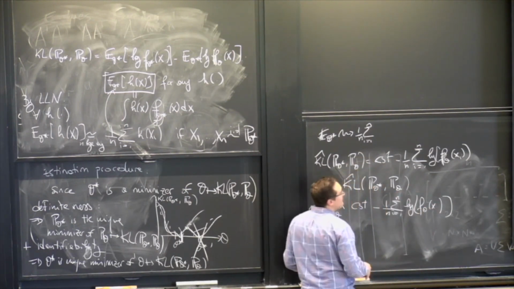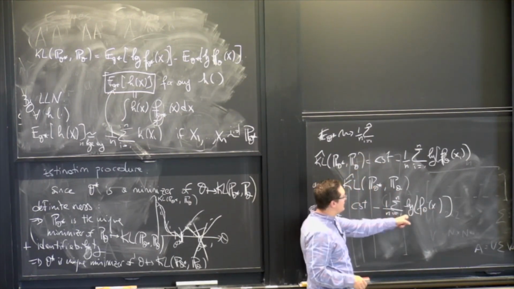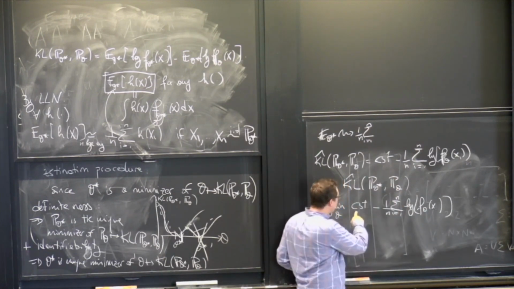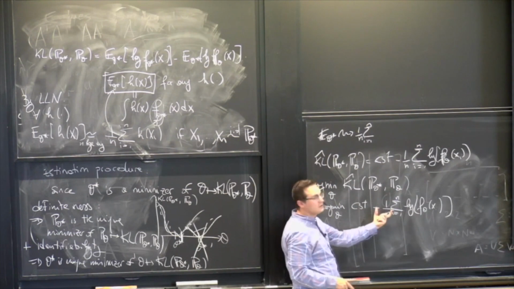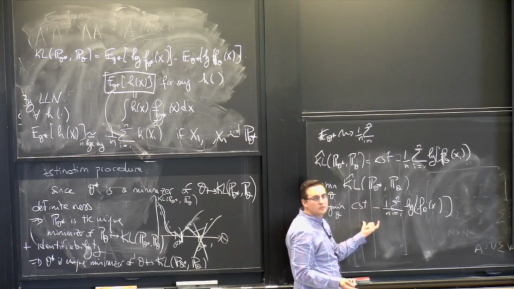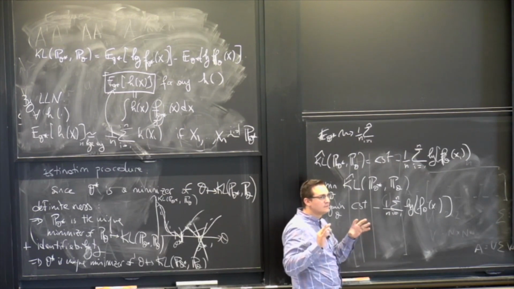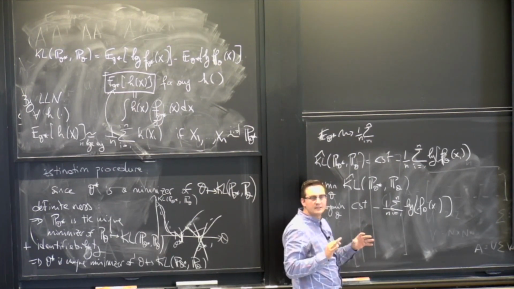No. OK, so that's minimizing this average, right? I just plugged in the definition of KL hat. Now I claim that taking the argmin of a constant plus a function, or the argmin of the function, is the same thing. Is anybody not comfortable with this idea?